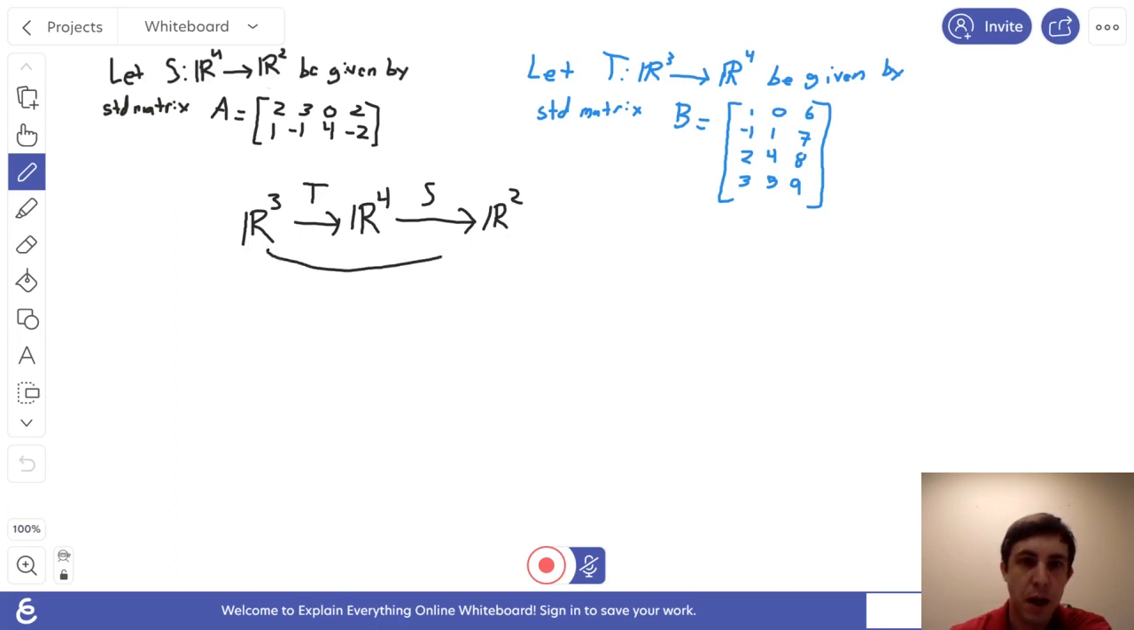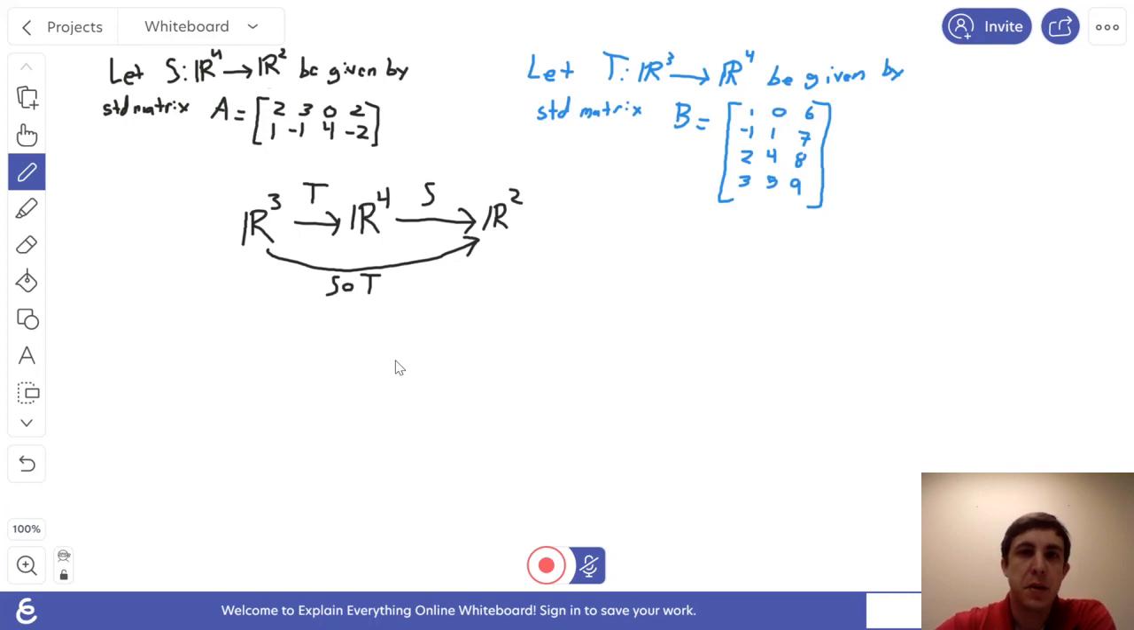So this means we get a composition map going from R3 to R2, which is S composed with T. Now at first glance, that might seem a little bit backwards. But remember, these are compositions of functions, and when we think about applying functions, we apply from right to left. So if we were going to take a vector and plug it in, first we plug it into T, and then we would take the result and plug it into S.